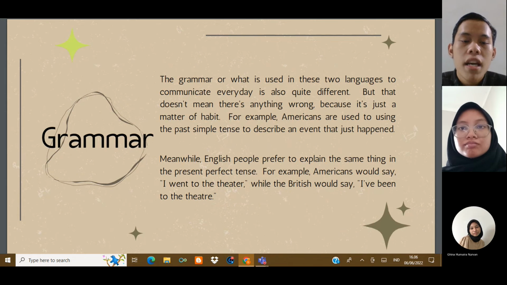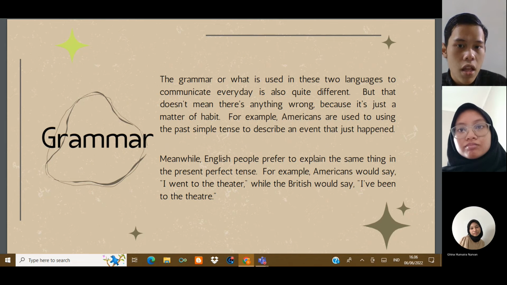The next one is grammar. The grammar used in these two languages to communicate every day is also quite different. But that doesn't mean there's anything wrong, because it's just a matter of habit. For example, Americans are used to using the past simple tense to describe an event that just happened. Meanwhile, English people prefer to explain the same thing in the present perfect tense. For example, Americans would say, I went to the theater, while the British would say, I've been to the theater.